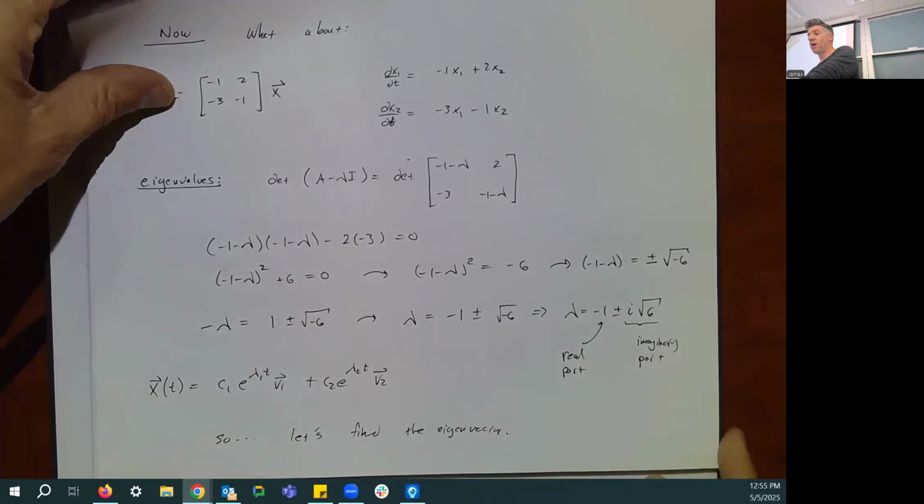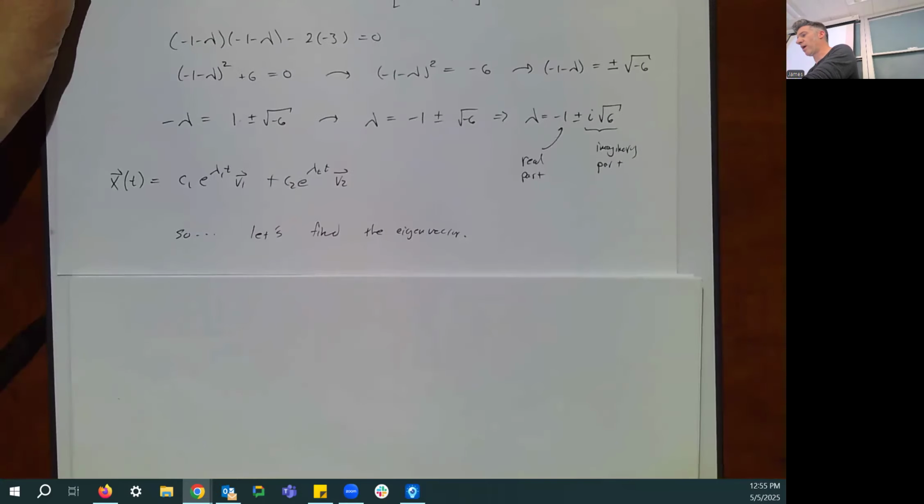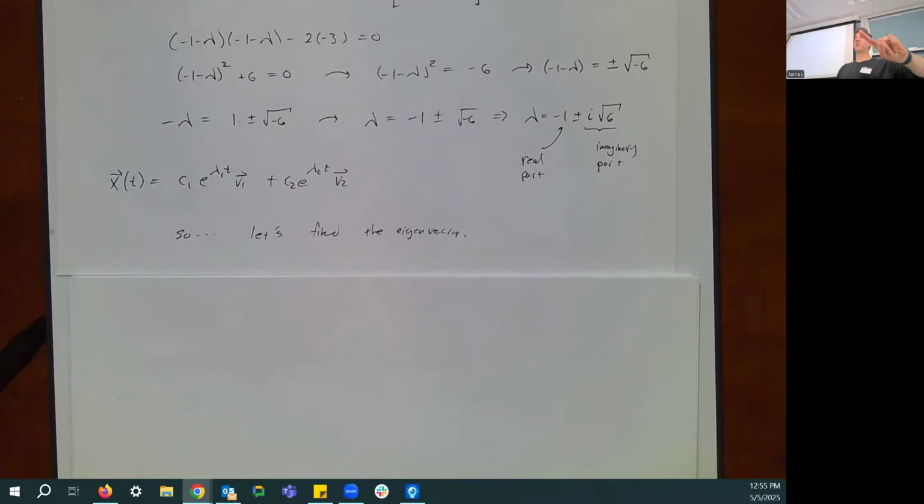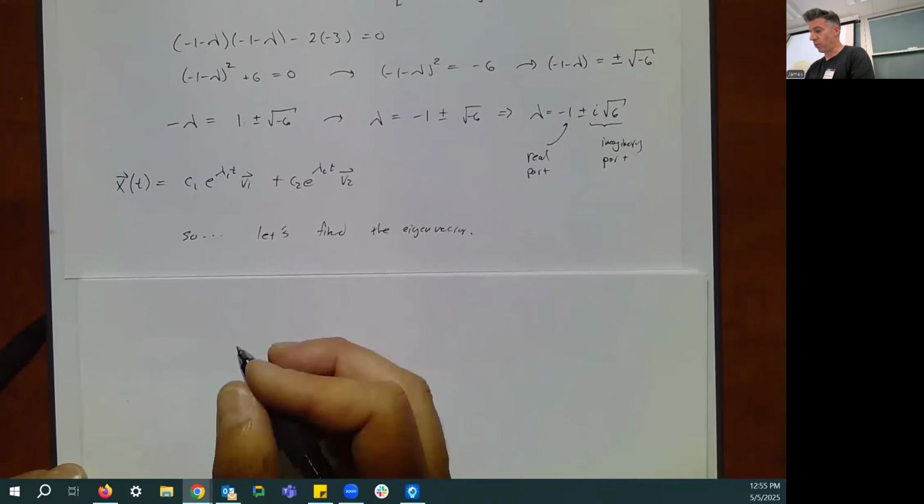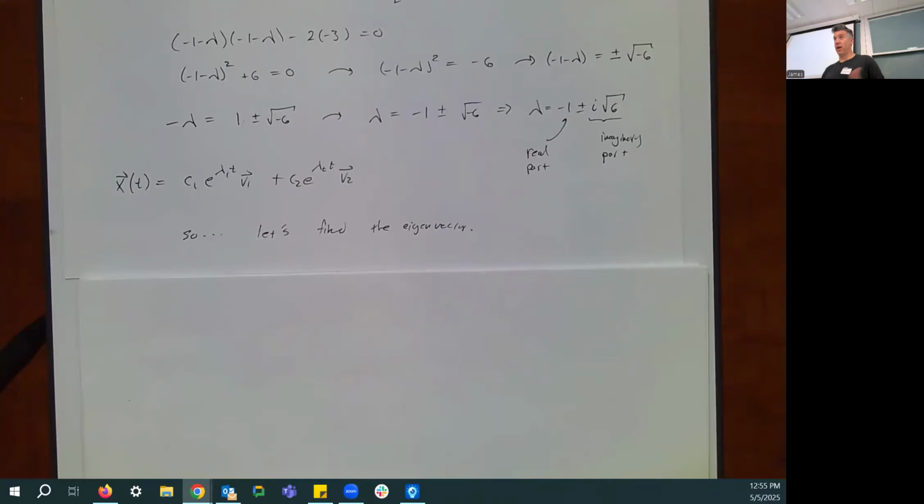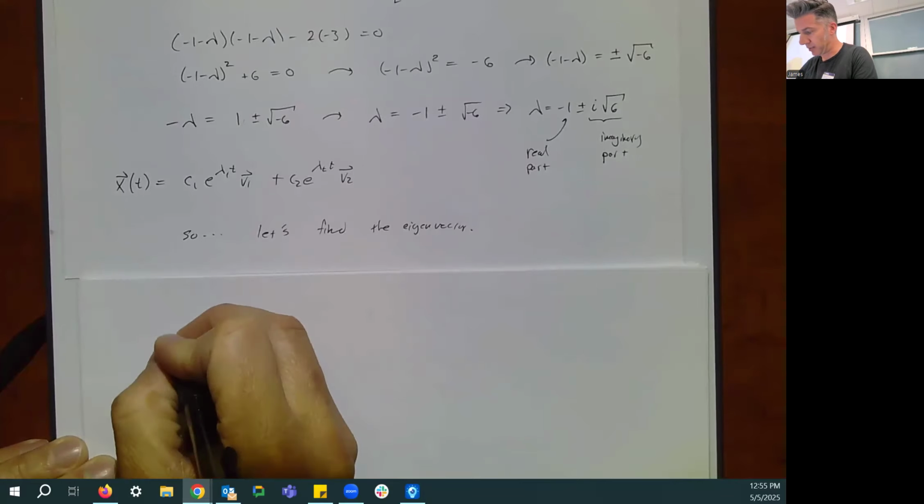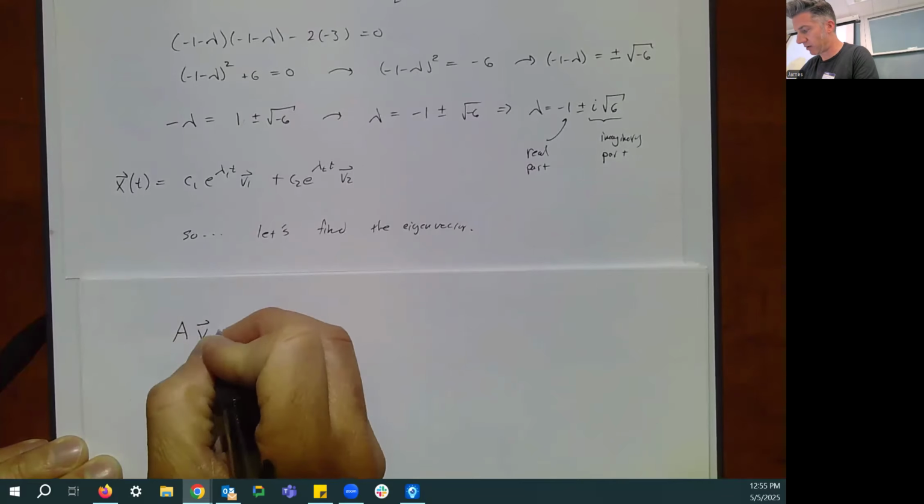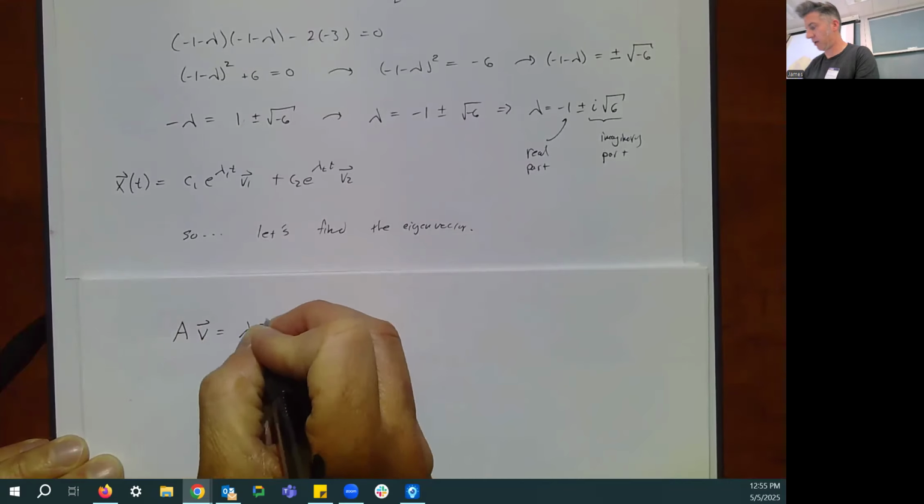Okay, so this is the moment where I would find the eigenvector the other way than I usually do. Here's what I mean. Normally, and we haven't done it today yet, I have found the eigenvector by saying your matrix times your vector equals the eigenvalue times your vector. So I would typically do this: A times the unknown eigenvector equals lambda times the unknown eigenvector.